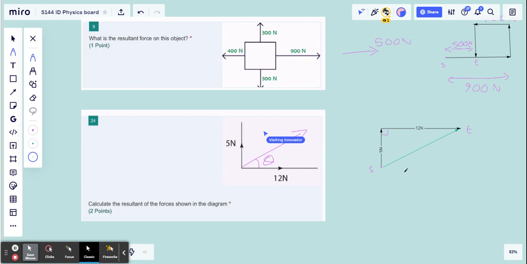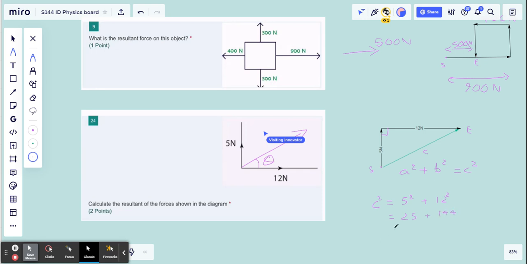So we know that a squared plus b squared is equal to c squared from Pythagoras. A squared and b squared are just either, it doesn't matter which way around you do them. And c squared is the hypotenuse. So this one here, we're going to call that c, so c squared is going to be equal to 5 squared plus 12 squared, which is equal to 25 plus 144.